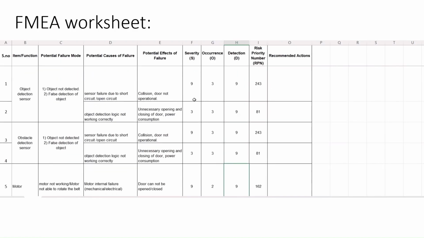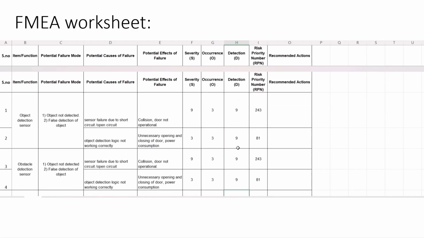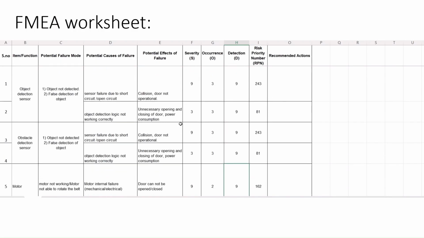Now, we can see that the ratings which we have given to severity and detection are mostly high in all these cases. So we would not like to implement this system as it is. And there should be some countermeasure to reduce the severity and the detection ratings of these failures.